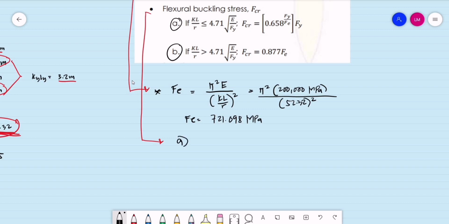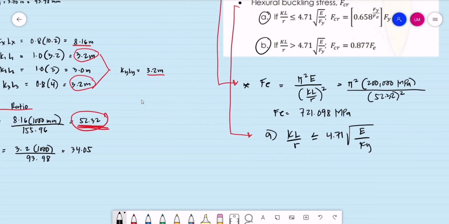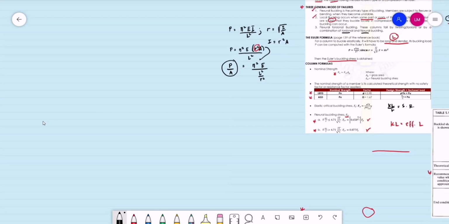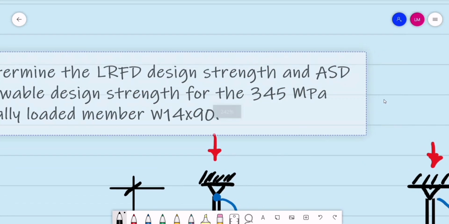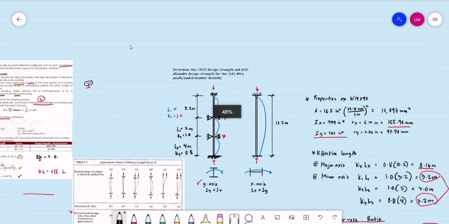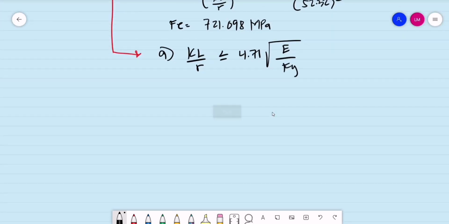For condition A, that is, if the governing slenderness ratio KL over r is less than or equal to 4.71 multiplied by the square root of the modulus of elasticity divided by Fy. Again, our Fy for this example is 345 megapascals. So Fy is equal to 345 MPa.